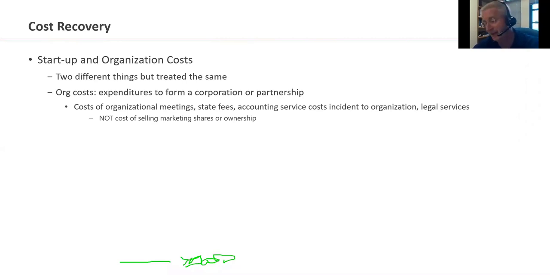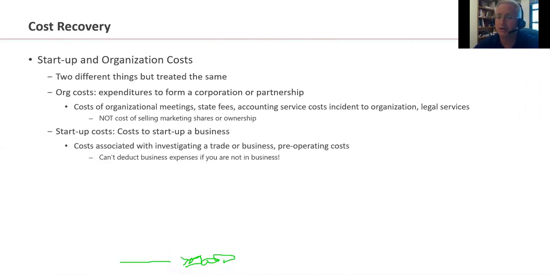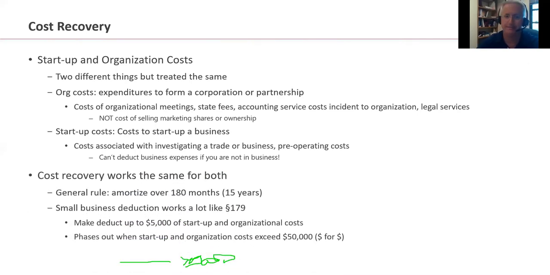I'm not going to get into the way the capital markets fluctuate, but when someone has to go out and get subscriptions on your shares, you pay them. The reality is that cost is not a startup or organizational cost. Startup costs are the costs to start a business. So these are costs associated with investigating a trade or business that are pre-operating. You incur them before you're in the business.